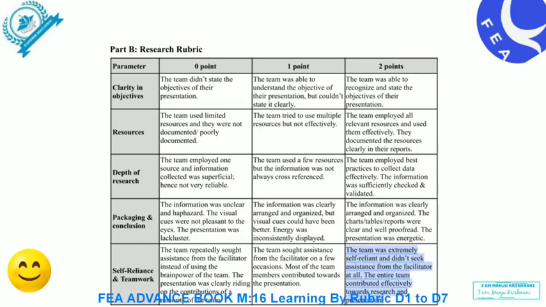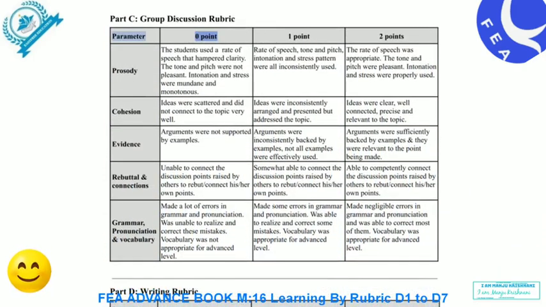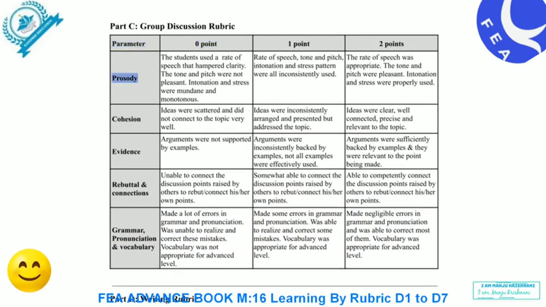1 to 7. Part C. Group discussion rubric. Parameter. 0 point. Prosody. The students used a rate of speech that hampered clarity. The tone and pitch were not pleasant. Intonation and stress were mundane and monotonous.